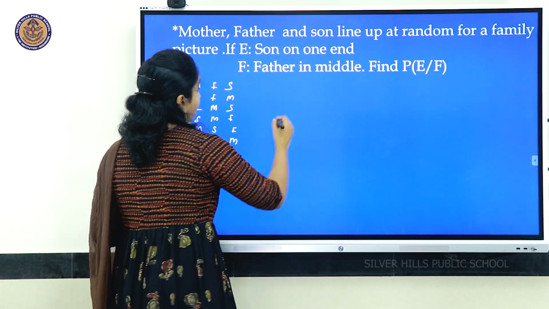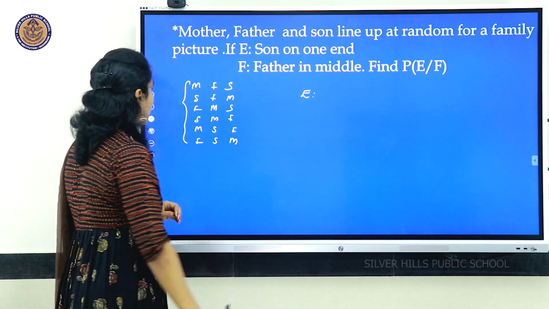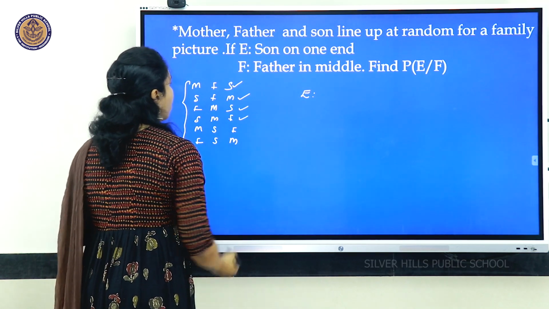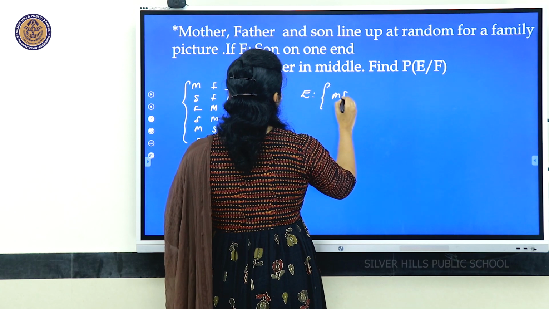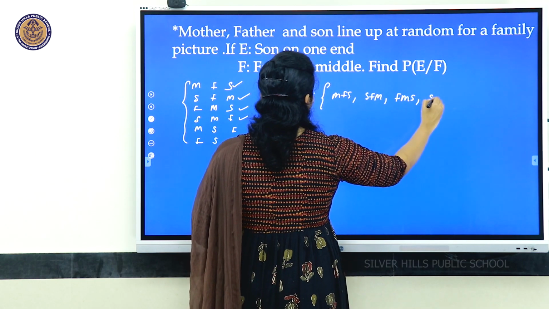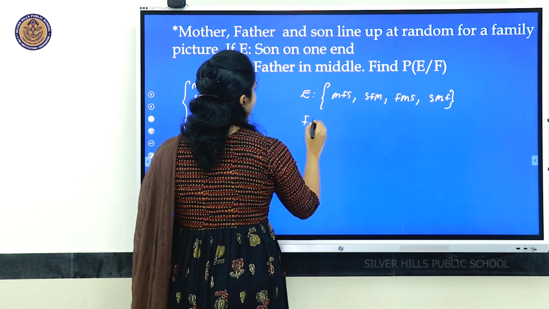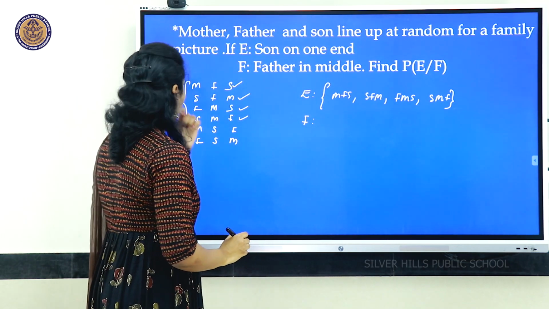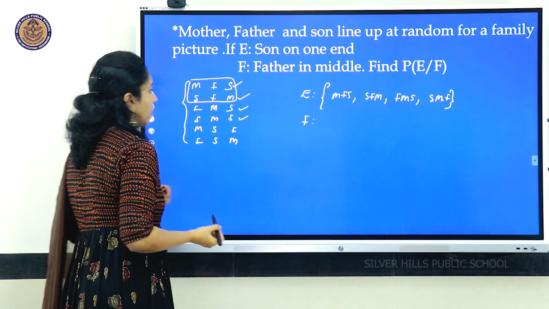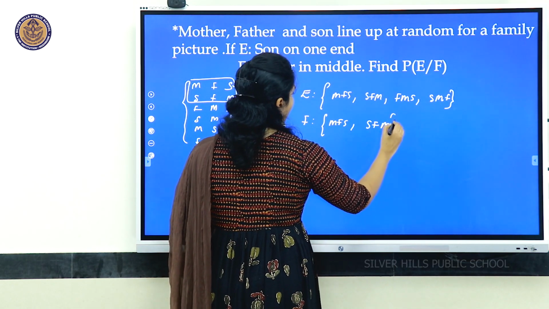Now, let's take the event E. Event E is son on one end. So what are the members? Son on one end means I can take this, I can take this. These 4 I can include: MFS, SFM, FMS, SMF. Now F is the event, father is in the middle. So father in the middle means these 2 will come. I write MFS and SFM because father is in the middle.